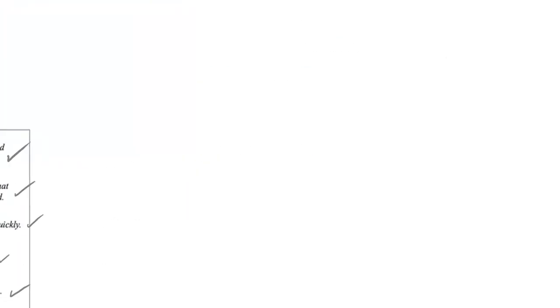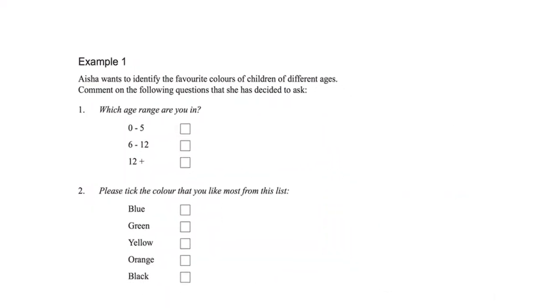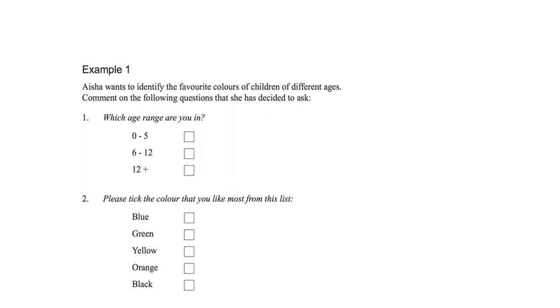So let's now take a look at a couple of questions and see if we can just critique these and perhaps think about how the questionnaire could be improved. So Ayesha wants to identify the favorite colors of children of different ages. Comment on the following questions that she has decided to ask. So which age range are you in? And we've got some tick boxes: 0 to 5, 6 to 12, and 12 plus. And then we've got: tick the color that you like most from the list: blue, green, yellow, orange, black.